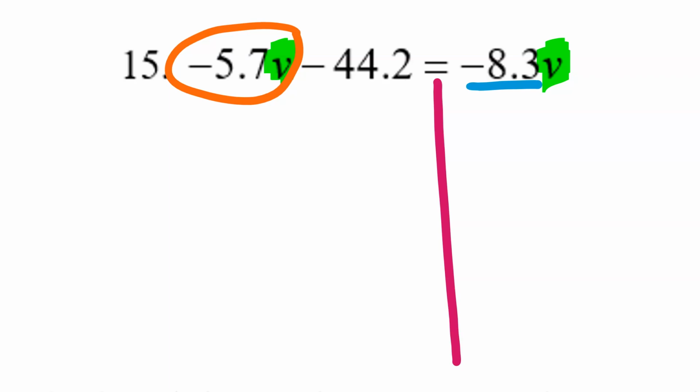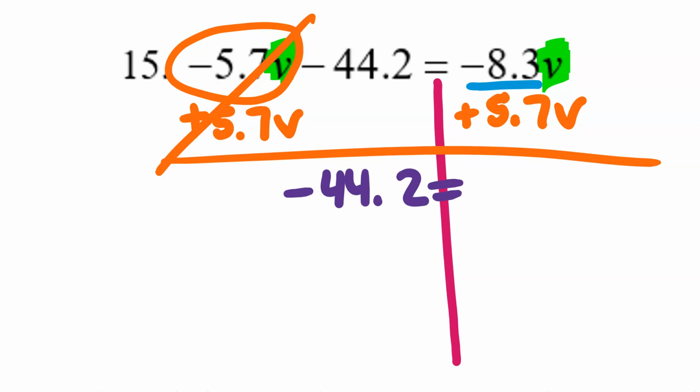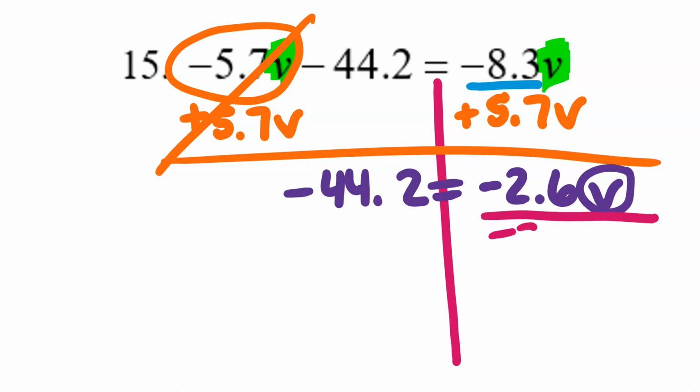Okay, so opposite of negative 5.7v is positive 5.7v. So on the left side, I have negative 44.2 equals, and then negative 8.3 and 5.7v. I got to do that in my calculator real quick. Negative 2.6v. All right. Now, here's where v is. Okay. So it's being multiplied, right, with the 2.6. So opposite of multiply is divide. Divide by negative 2.6 on both sides.